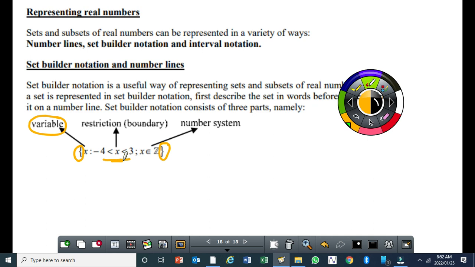Following that, x has to be an integer. So we have our restriction, which is called the boundary sometimes. Then we have our number system. By number system, we are saying, what type of a number is it? In most cases, we talk about integers. There are times when you can have whole numbers or natural numbers. Or you can also have a capital letter R here to indicate that x is a real number.